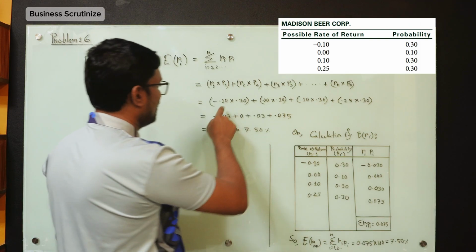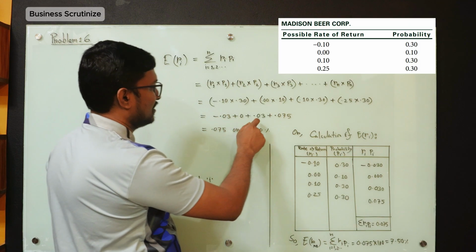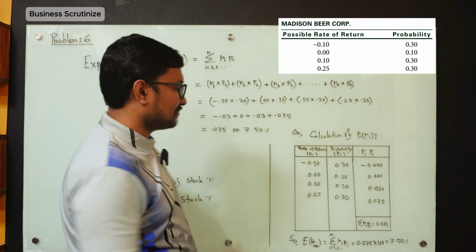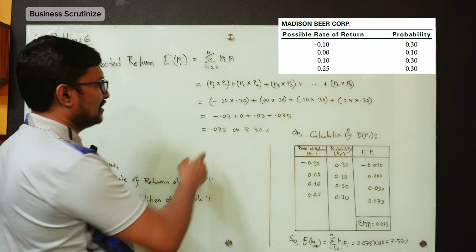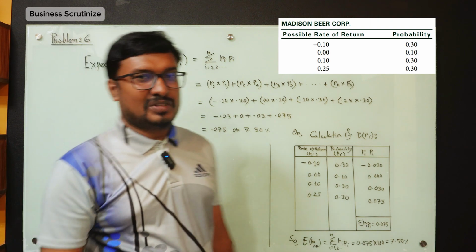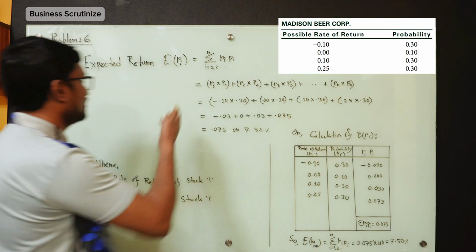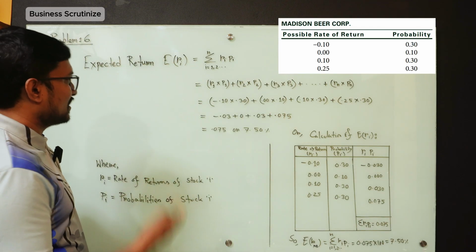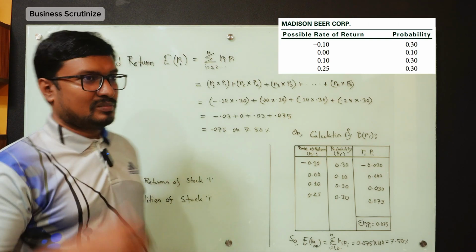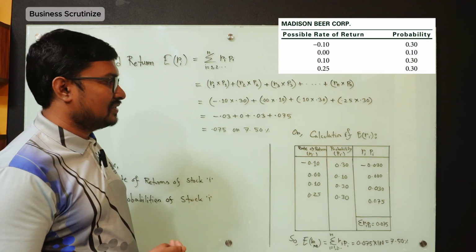Now we have to just multiply each of the portions. So the first one, if we multiply, we will get minus 0.03, then 0, plus 0.03 and then 0.075, and after summation it should be 0.075, or we can write 7.5% in percentage format, because we have to show the expected rate of return. So it should be 7.5%. So Madison Beer provides a 7.5% expected rate of return.